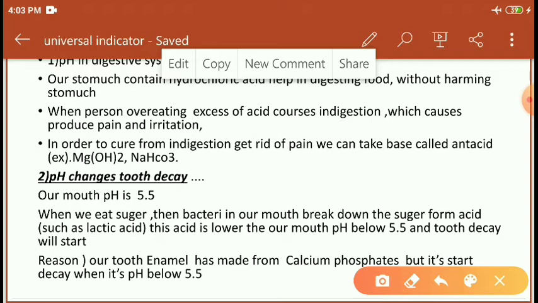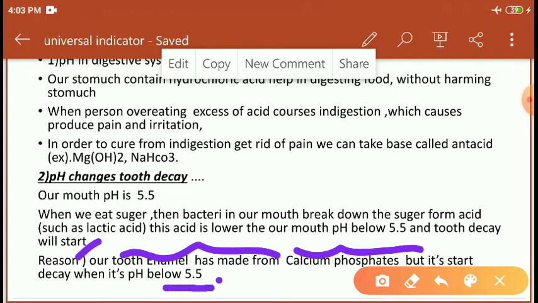So the reason is, the tooth has an enamel layer, students. The layer of the tooth is the enamel. The tooth layer is made from calcium phosphate, but it decays when the pH level is below 5.5. When the mouth pH is 5.5, then it's okay, it's fine.